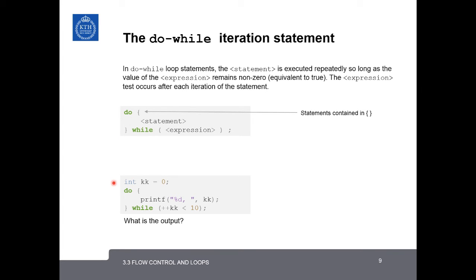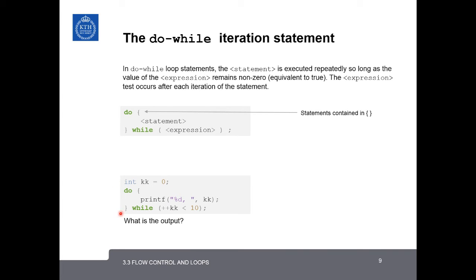Here we can look at an example of a do-while statement where we have an integer counter variable, kk, which is initialized to 0, and then we do a printf, and then %d, printing out the value of that counter variable, and then we have the condition afterwards, where the condition is checking if kk is less than 10. It's interesting to note here, this time we have ++kk instead of kk++ like we had with the while loop. ++kk increments kk before using its current value.